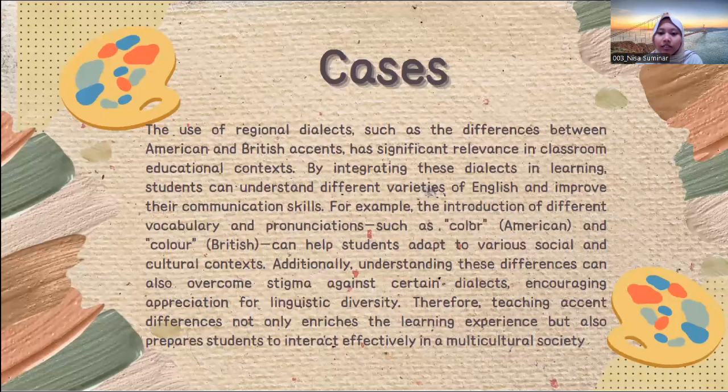Additionally, understanding these differences can also overcome stigma against certain dialects, encouraging appreciation for linguistic diversity. Therefore, teaching accent differences not only enriches the learning experience but also prepares students to interact effectively in multicultural society.